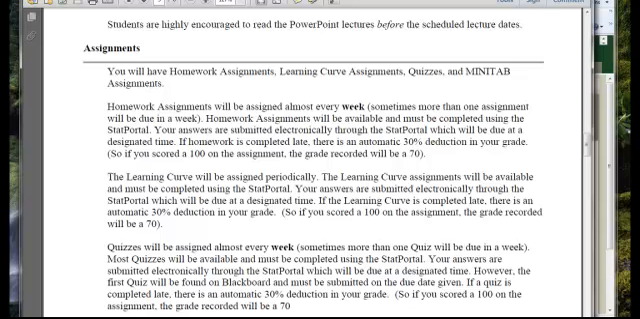The homework assignments have a firm due date. If it's late, there's a 30% automatic deduction from your grade. So if you even got 100 on that homework, the highest you could get would be a 70. So please make sure you submit your homeworks on time. The same will be true for the learning curve and the quizzes.